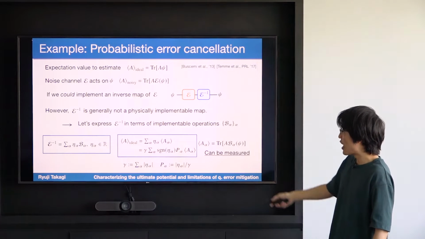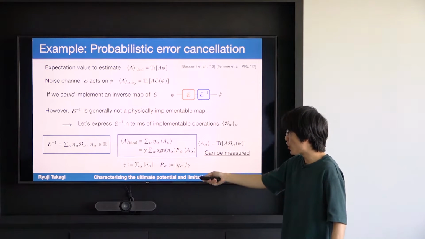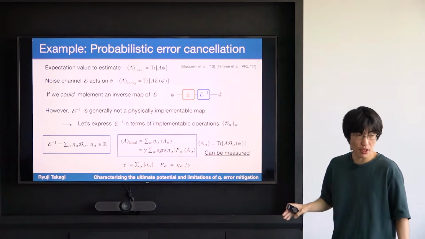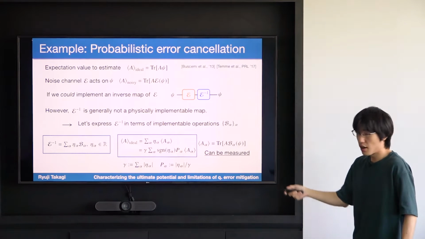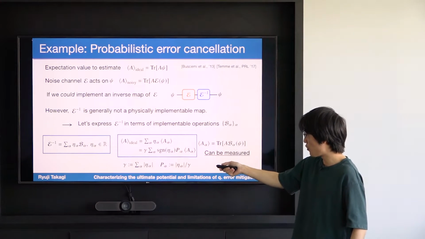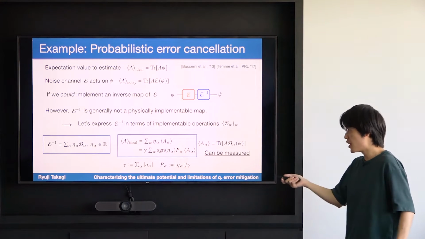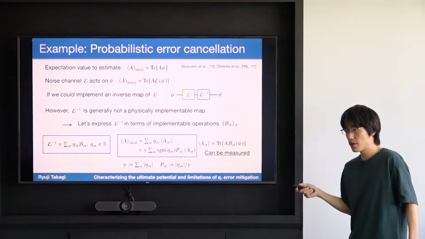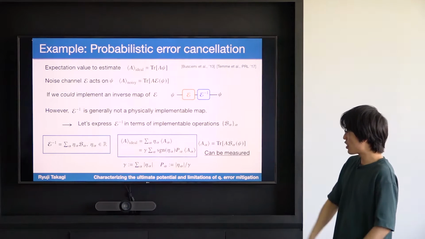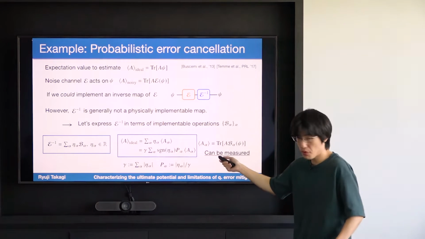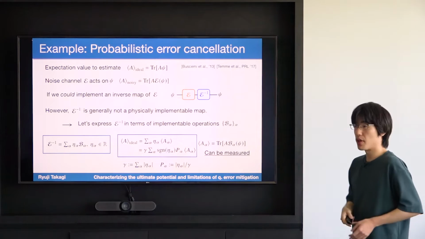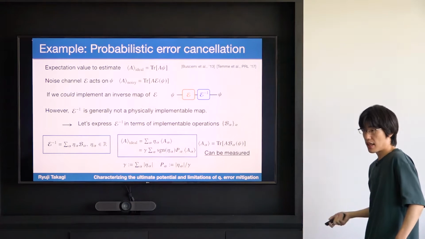Then I would try to write this E inverse in terms of the linear combination of the basis operations that can be implemented on the device. And these eta are the coefficients, real numbers, in the composition. Importantly, this eta can also be a negative number. This is just a real number. But anyway, if you can write it out, then this ideal expectation value can be straightforwardly written in this way, where this A alpha is something that you can implement on your device because this beta can actually be implemented.